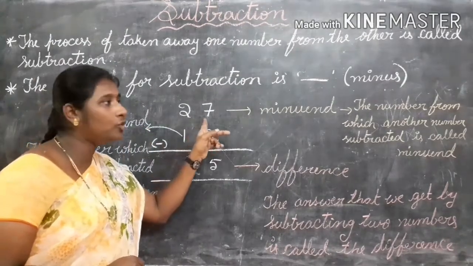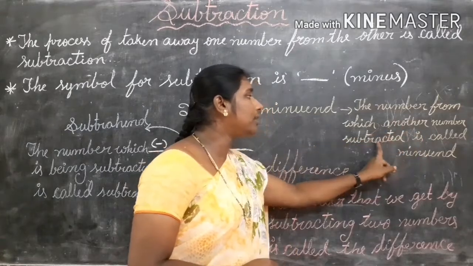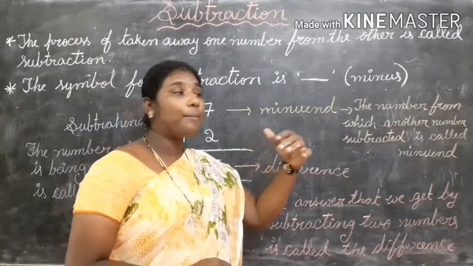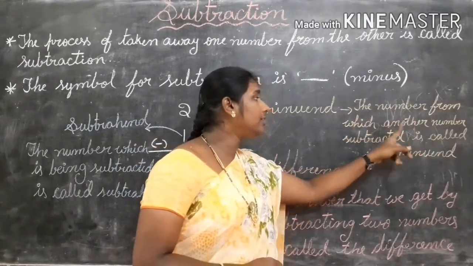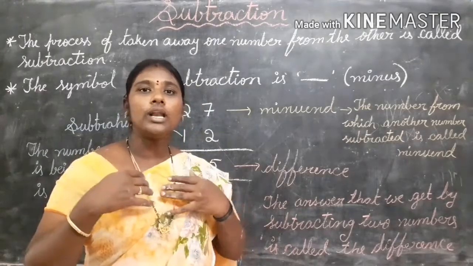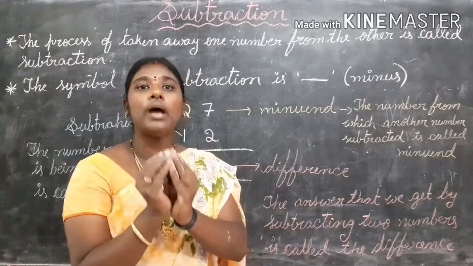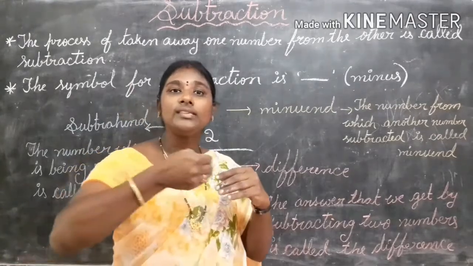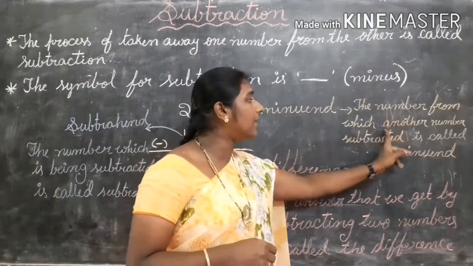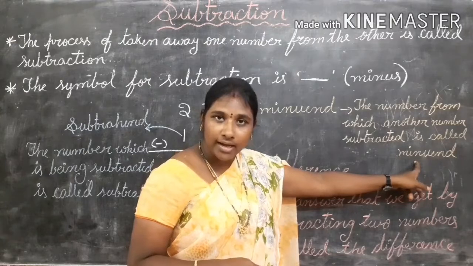What is meant by minuend? The number from which another number is subtracted is called the minuend. That means, total how many pens with me? 27. That is called the minuend.